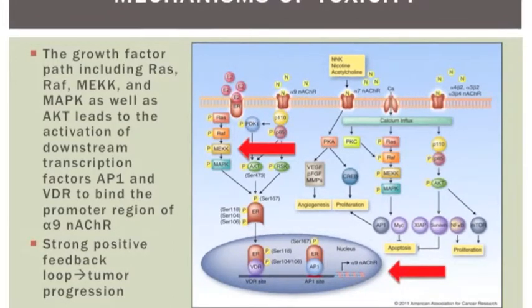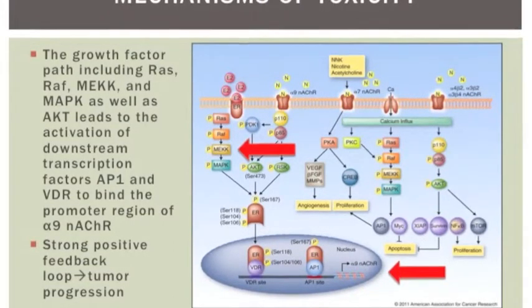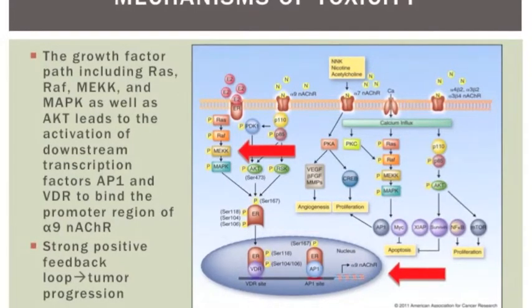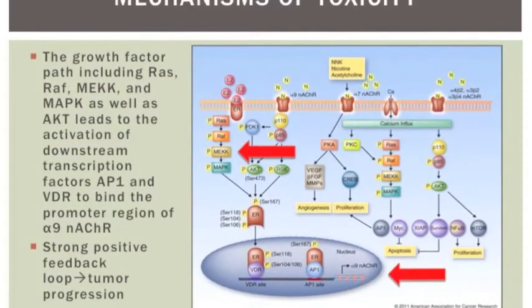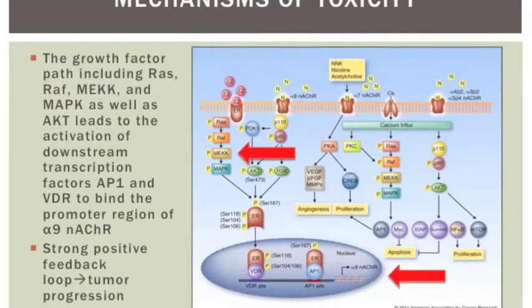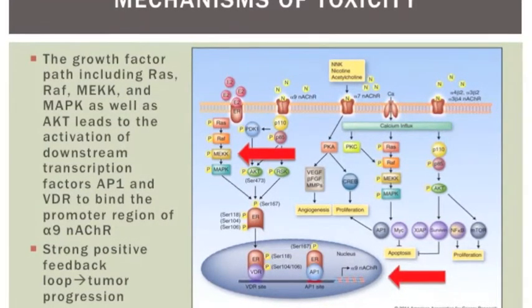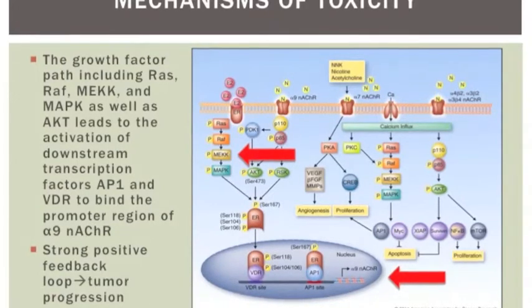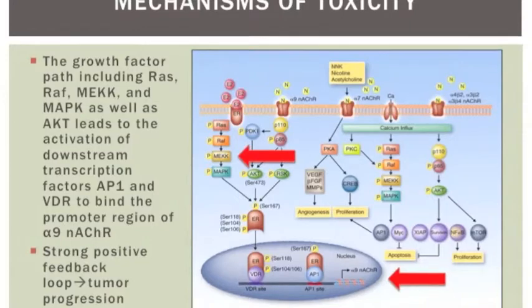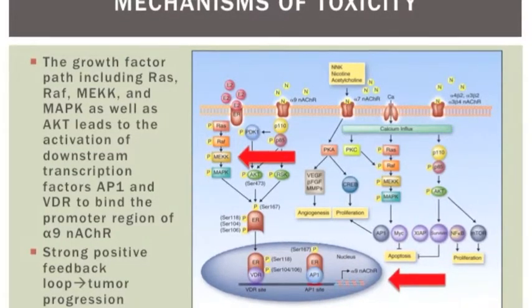The activation of the growth factor pathway previously mentioned, which included RAS, RAF, MEK, and MAPK, as well as AKT, leads to the activation of downstream transcription factors AP1 and VDR to bind the promoter region of alpha-9 nAChR. This results in a strong positive feedback loop, which ultimately leads to tumor progression.